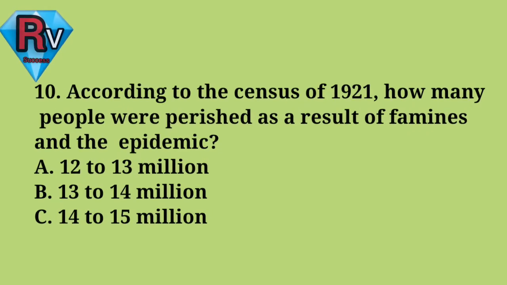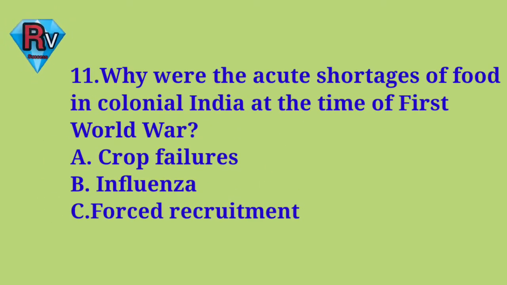Next, according to the census of 1921, how many people perished as a result of famines and the epidemic? A. 12 to 13 million, B. 13 to 14 million, C. 14 to 15 million. The answer is 12 to 13 million. Next, why were there acute shortages of food in colonial India at the time of the First World War? A. because of crop failure, B. influenza epidemic, C. forced recruitment. The answer is crop failure.